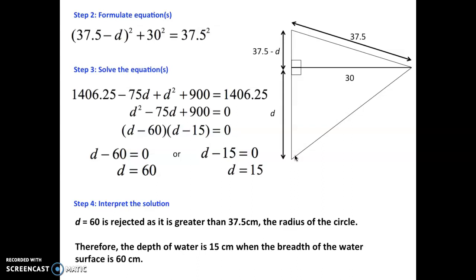So answering the question, we will say that, therefore, the depth of water is 15 cm when the breadth of the water surface is 60 cm.